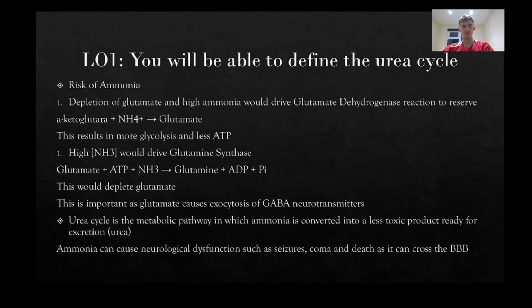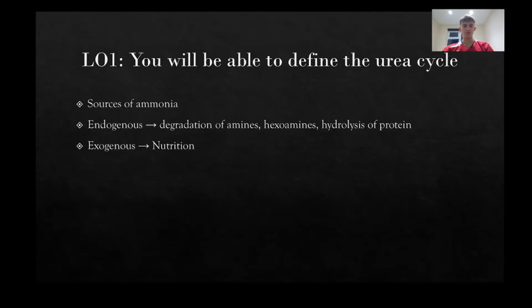keep working. The urea cycle is the metabolic pathway in which we can get rid of this ammonia, and it's turned into a less toxic product known as urea. Ammonia can cause neurological dysfunction such as seizures, coma, and death, as it can cross the blood-brain barrier. So what are the sources of ammonia? We talked about degradation of amines, hexosamines, hydrolysis of protein, as well as from nutrition.